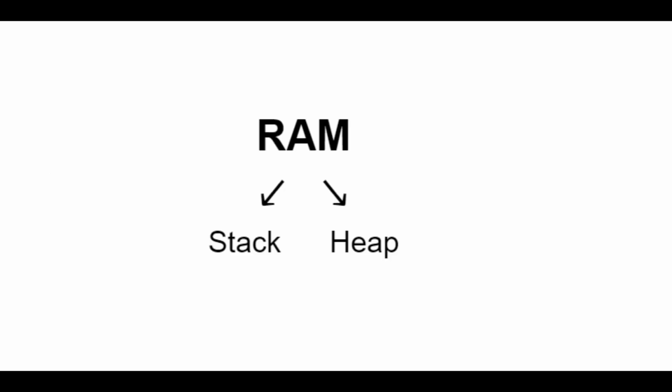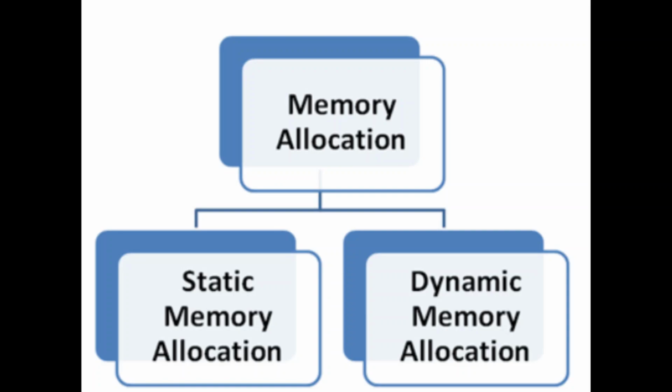I am going to explain two main characters in the RAM, that is stack and heap. The stack is used for static memory allocation while the heap is used for dynamic memory allocation. Just keep in mind that both the heap and the stack are stored in the RAM only.